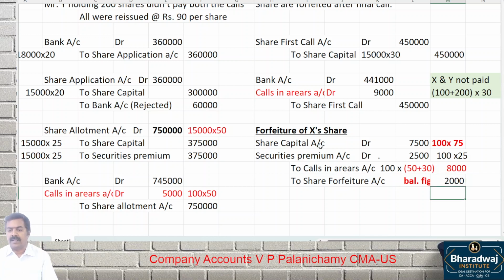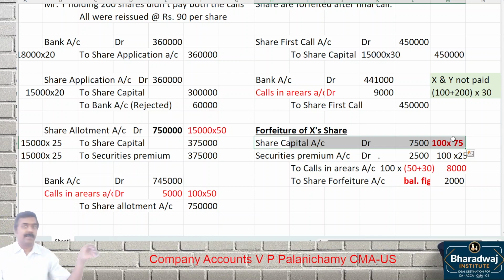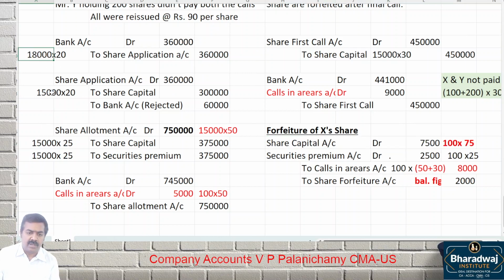Once again, repeat, pay attention. Share capital account debit. Why 100 into 75? Why not 100 into 100? Here people make mistakes in the exam. Nobody makes a mistake elsewhere; only in this entry many people go wrong. Are we cancelling after final call or before final? Before final call. After first call, we cancel. So forward method: 20 plus 25 plus 30, 75. Reverse thinking: 100 rupees face value, the final call we need to make is 25.